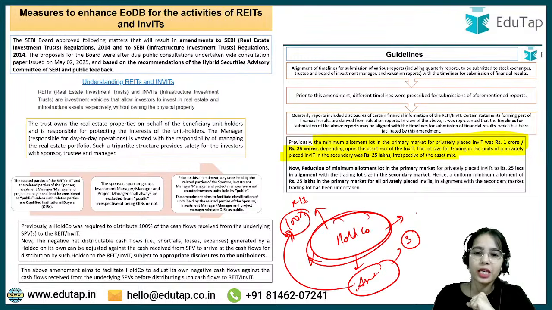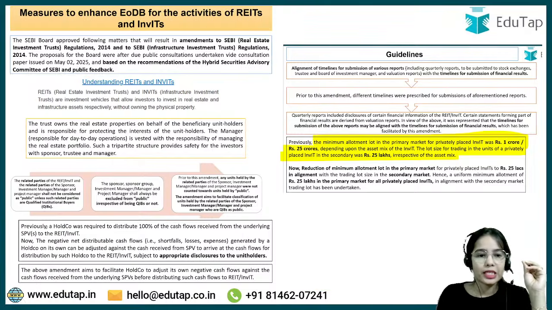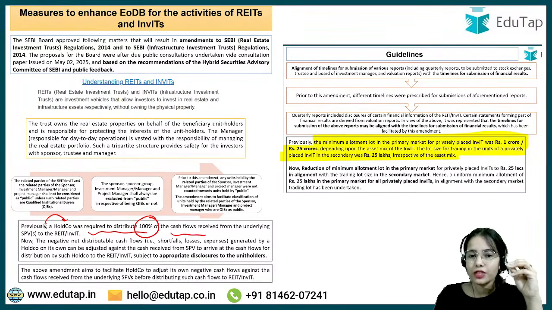If the holdco has some negative cash flows, it can cover them by using the money that is coming from the assets. This is the idea. Previously a holdco, a holding company holding the assets on behalf of the REIT and InvIT, was required to distribute 100% of the cash flows received from the underlying SPVs, the underlying subsidiaries, the underlying assets, to the REIT and InvIT.